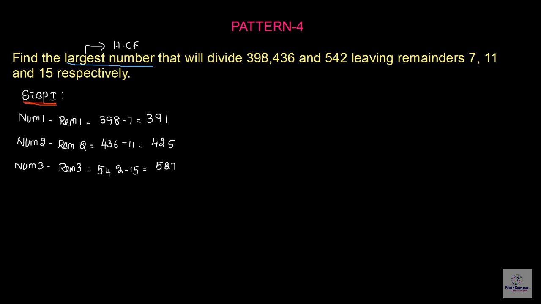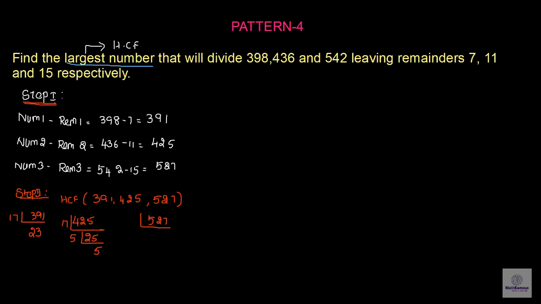Now in step 2, we will find the HCF of 391, 425 and 527. Let me adopt prime factorization method. 391 when divided by 17, I get 23. 425 when divided by 17, I get 25. 25 can be further factorized as 5 5s are. 527 when divided by 17, we get 31.